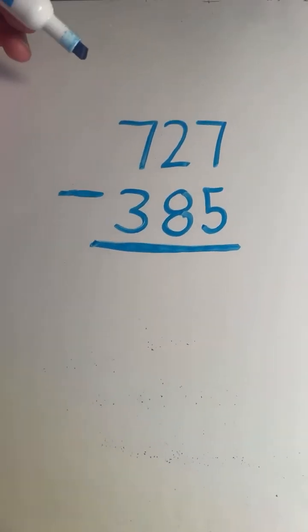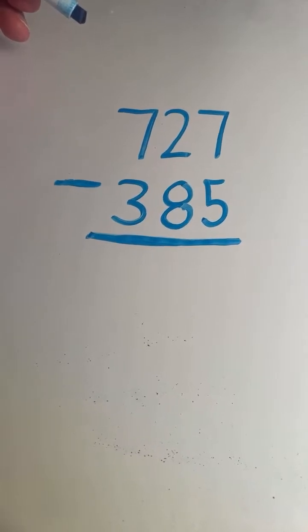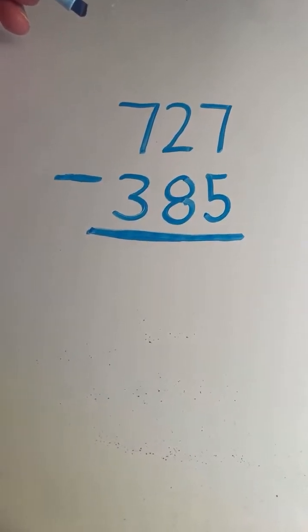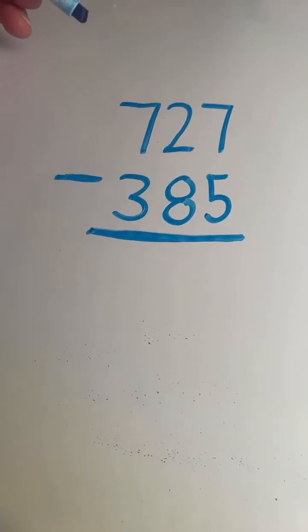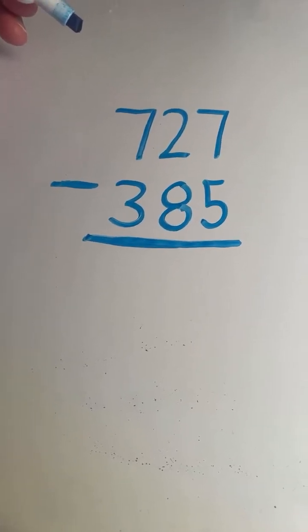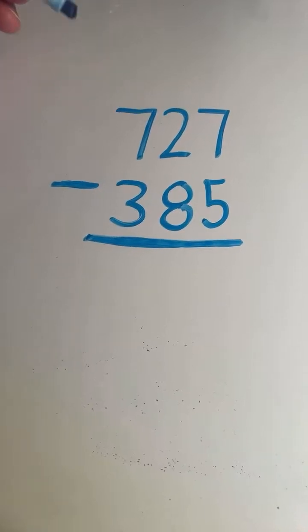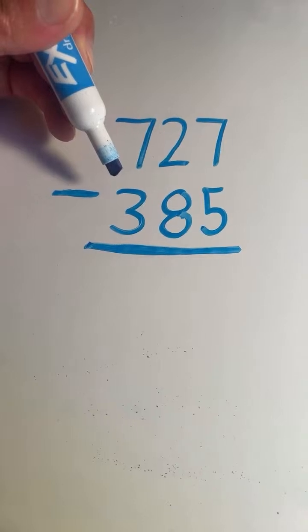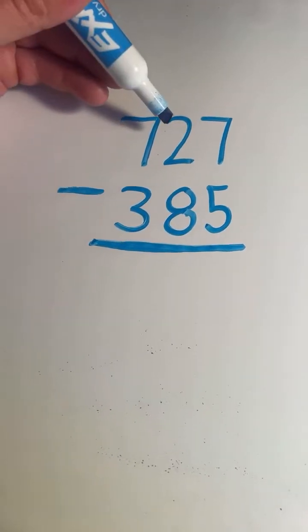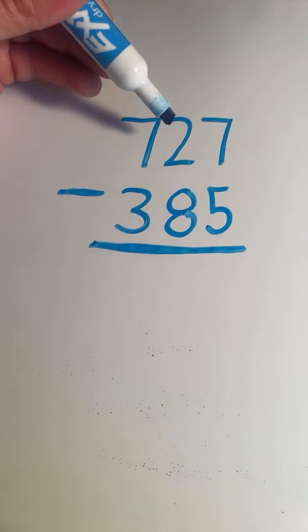All right, next example problem. We have 727 minus 385. So again, before we do any subtraction, we determine where and if regrouping is needed. So 7 is bigger than 3. We do not need to regroup in the hundreds place. In the tens place, we do need to regroup. You cannot start out with 2 and take away 8.